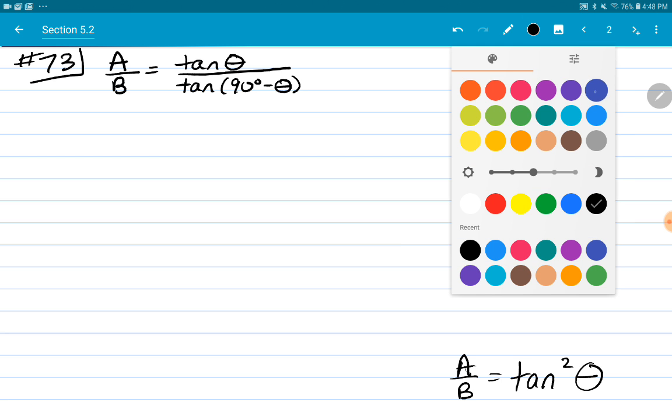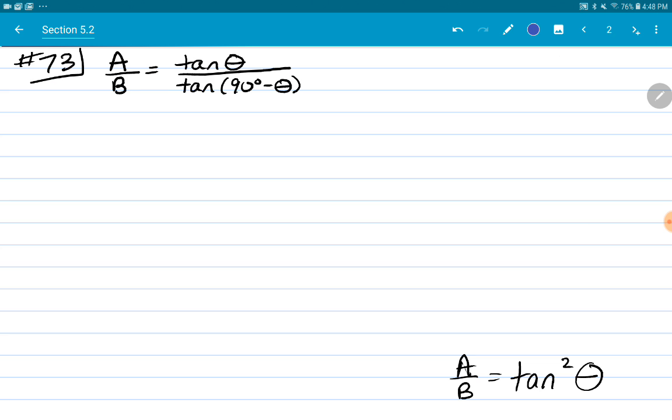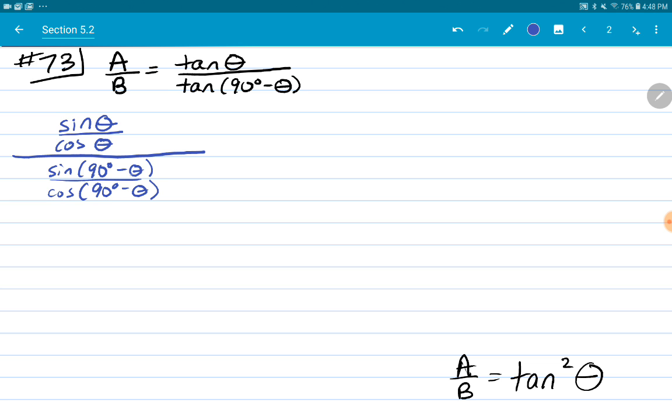So working with the equation here, we have tan of theta. The directions here were to convert it to sines and cosines. So I'm going to change that to sine of theta over cosine of theta, all over sine of 90 degrees minus theta over cosine of 90 degrees minus theta. Looking at that, the numerator I really can't do anything with. It's as simple as it gets.